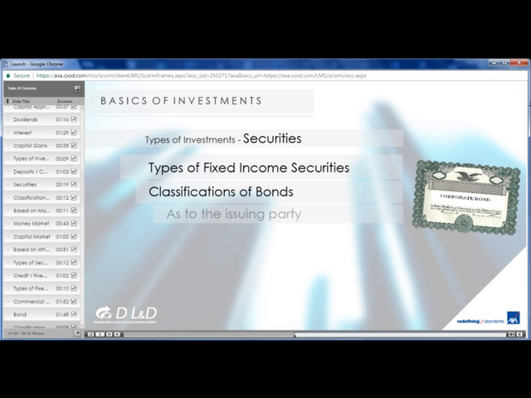Classifications of bonds: as to the issuing party, as to security, as to maturity of principal.